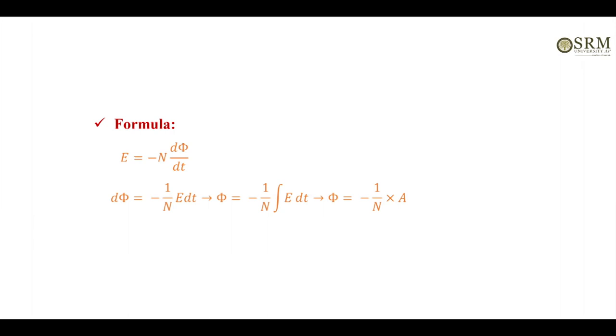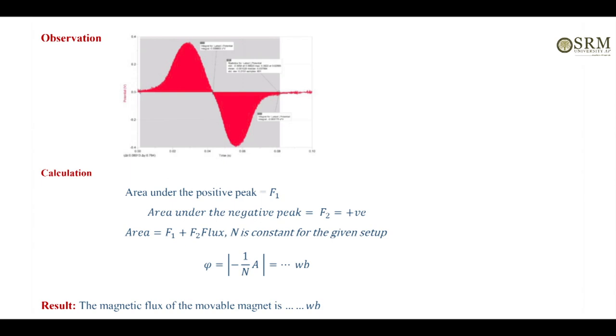Our formula here: you have to find the magnetic flux. Magnetic flux phi is equal to minus 1 by N into area. Here we get a graph between voltage and time, and from that graph we get a peak. We divide this peak into two parts, the first part is F1 and the second part is F2. When we add those two parts, F1 plus F2, that is our area. So, our formula is magnetic flux phi is equal to modulus of minus 1 by capital N into area. Here N is equal to the number of turns in the coil.